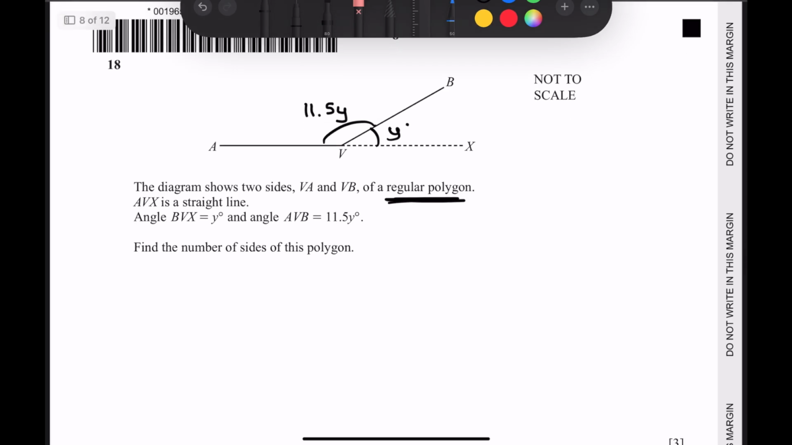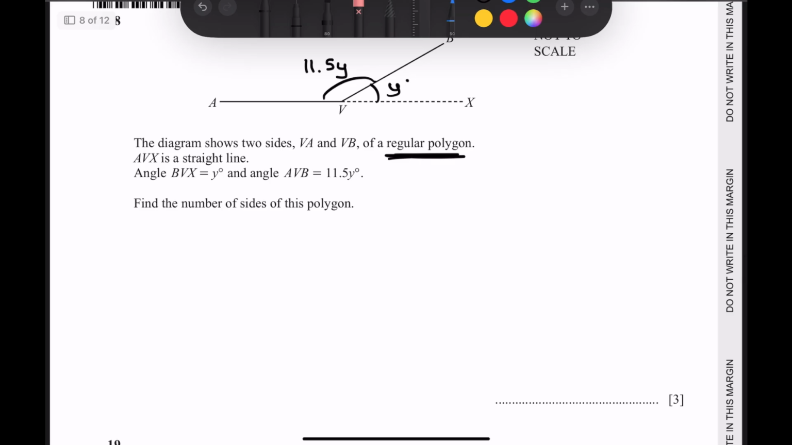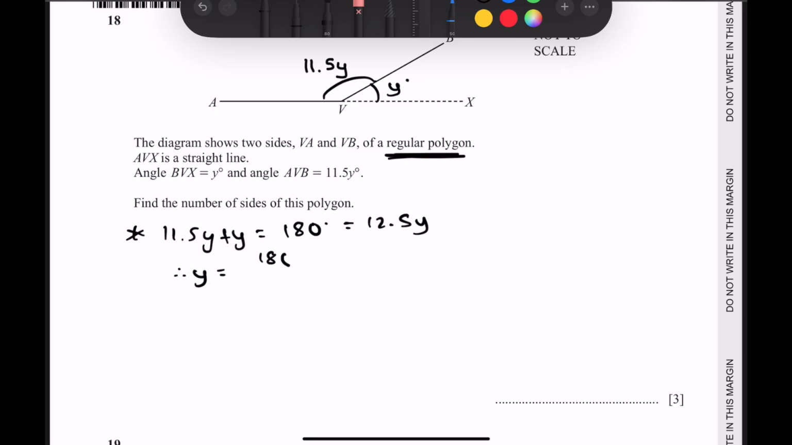For this, we have to make use of two rules to find the number of sides of this polygon. The first rule is that all angles in a straight line add up to 180 degrees. So since there are two angles that make up a straight line in this case, 11.5y plus y is equal to 180 degrees. And this is equal to 12.5y. Therefore, y is equal to 180 divided by 12.5, which is equal to 14.4 degrees. This is the angle of y.